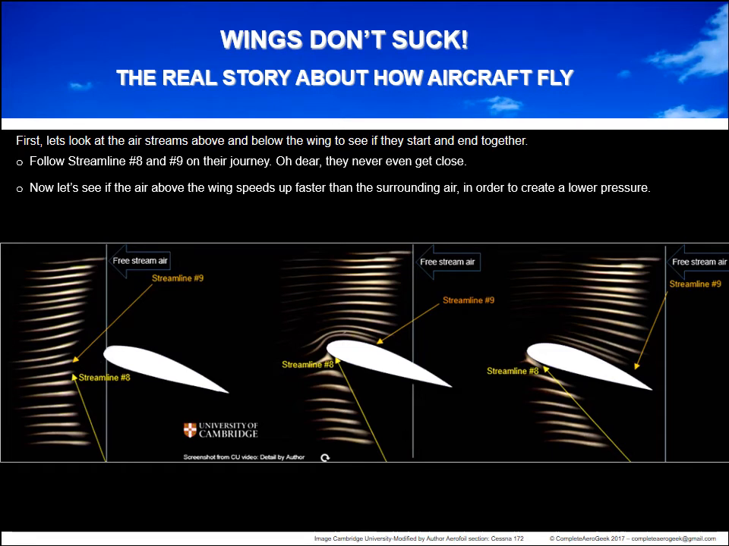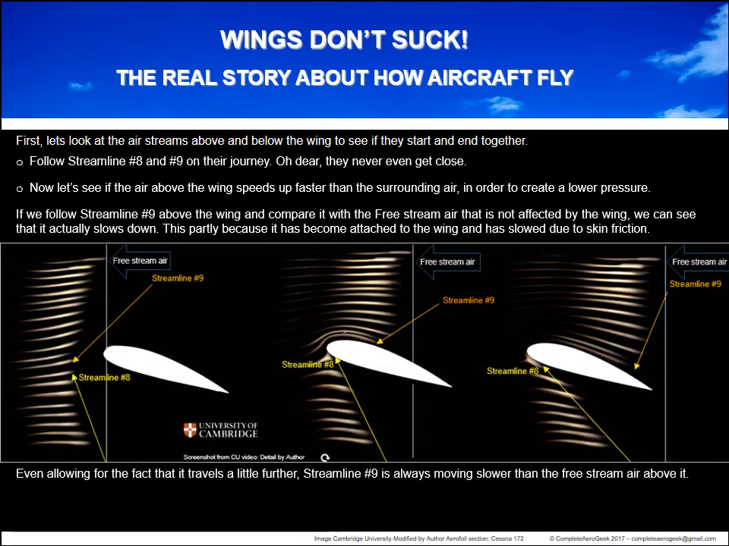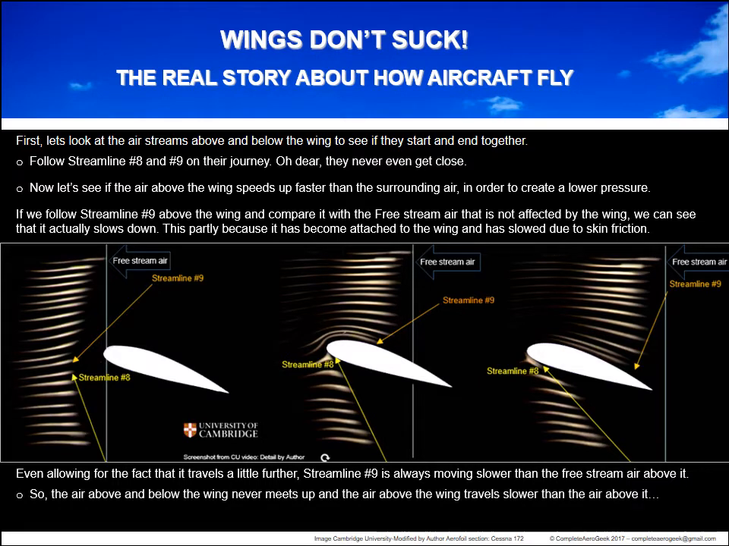Now let's see if the air above the wing speeds up faster than the surrounding air, in order to create a lower pressure. If we follow streamline number 9 above the wing, and compare it with the free stream air that is not affected by the wing, we can see that it actually slows down. This is partly because it has become attached to the wing, and has slowed down due to skin friction. Even allowing for the fact that it travels a little further, streamline number 9 is always moving slower than the free stream air above it. So the air above and below the wing never meet up, and the air above the wing travels slower than the air above it. Looks like equal transit time is busted.